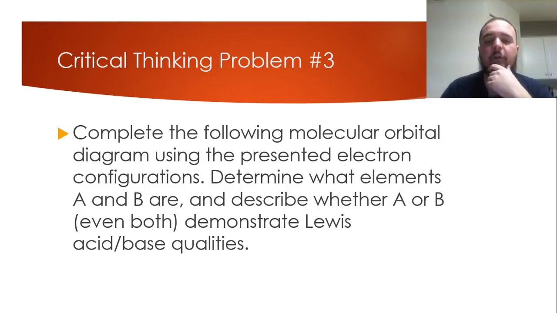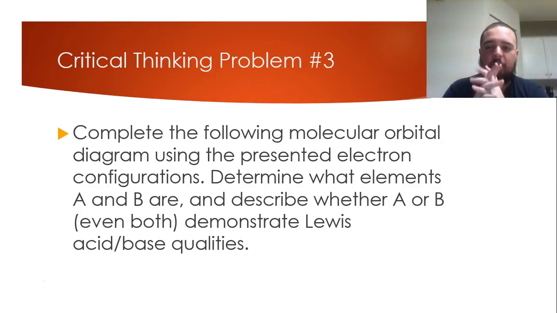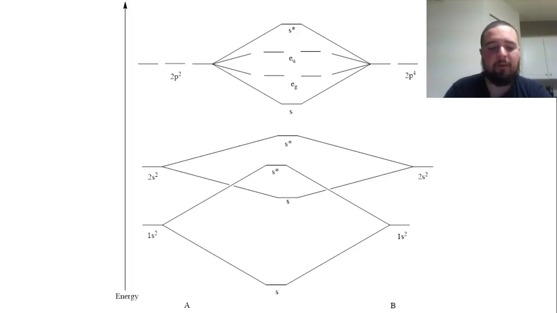So critical thinking problem number 3. I want you guys to complete this molecular orbital diagram, which we kind of did earlier in our AP chemistry classes in regards to electron configurations, energy levels, thermodynamics, and everything like that. I want you, one, to determine what elements A and B are based off their electron configuration. And then I want you to determine whether A or B or even both are either Lewis acids or bases and define why those qualities happen.